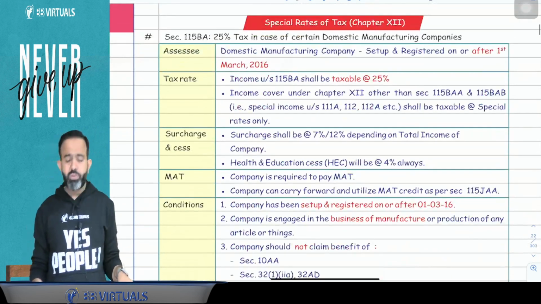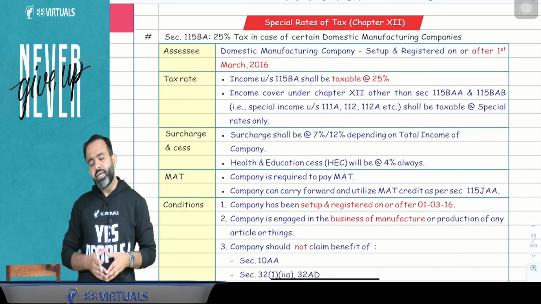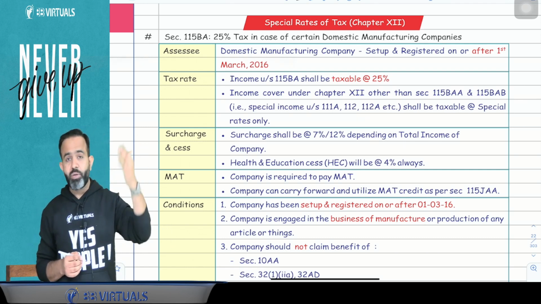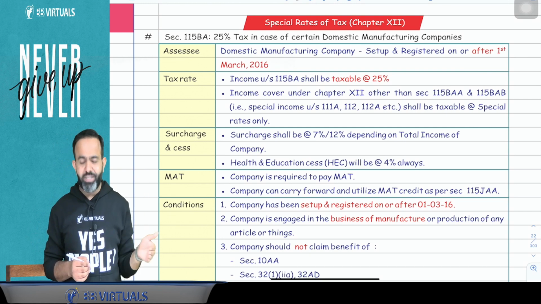Yes. Now we are going to start with some special tax rates. And guys, in special tax rates, there are some special tax rates for the domestic companies and all. You remember that 22%, 15% and all. So that we will discuss.